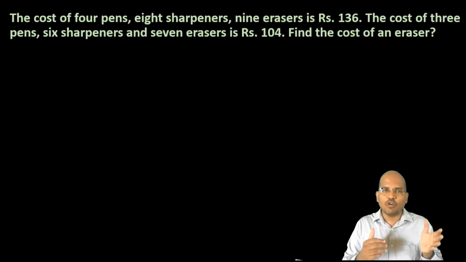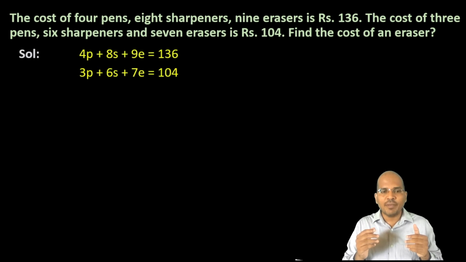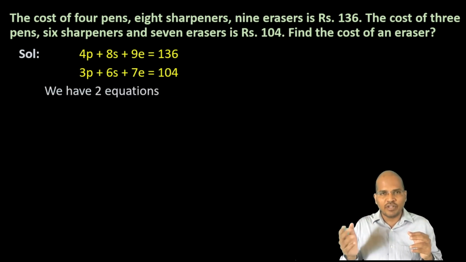The case where the cost of 4 pens, 8 sharpeners, 9 erasers is rupees 136, and the cost of 3 pens, 6 sharpeners, 7 erasers is rupees 104. Now find the cost of 1 eraser. Now framing the equation, you get 4p plus 8s plus 9e is 136, 3p plus 6s plus 7e is 104. Now the question is, you need to calculate the value of e. Is it really possible? You are given two equations and you are given 3 variables. Now from those, he is asking us the value of one variable. So for these kinds of cases, we look for a possibility.